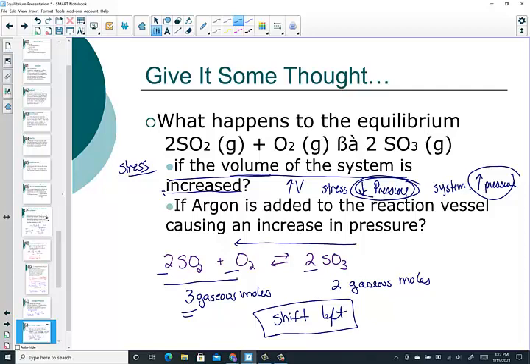And then this asks also if argon is added to the reaction vessel, causing an increase in pressure. Argon is one of those inert gases we just talked about. I don't see argon in this balanced equation anywhere. Since this is an inert gas, it will have no effect on equilibrium.